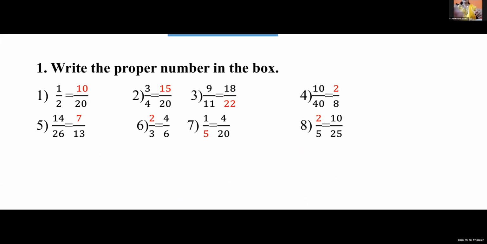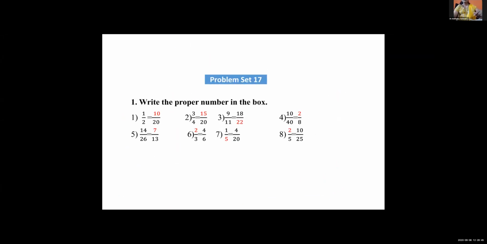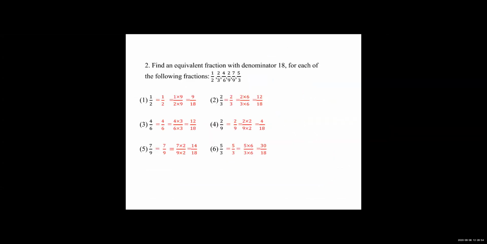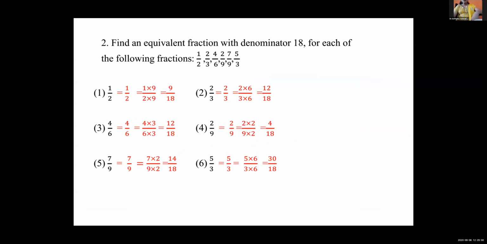Okay. Question number 2. Now, students, please check. Find an equivalent fraction with denominator 18 for each of the following fractions. See, students, here some fractions are given: 1 upon 2, 2 upon 3, 4 upon 6, 2 upon 9, 7 upon 9, 5 upon 3. We have to find out equivalent fractions.